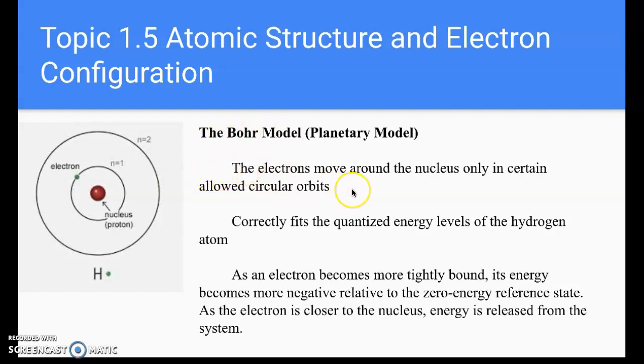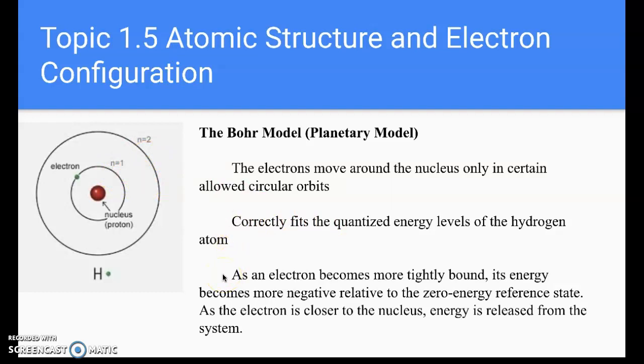The Bohr model is that electrons move around the nucleus only in certain allowed circular orbits, kind of like planets around the sun. So this correctly fits the quantized energy level of the hydrogen atom. What we mean by quantized energy level is you have electrons on a certain energy level. If they want to jump up to a higher energy level, they need to gain a quantum of energy. Now, you don't need to know that, okay? You don't need to know that, but that's kind of the current model of the atom.